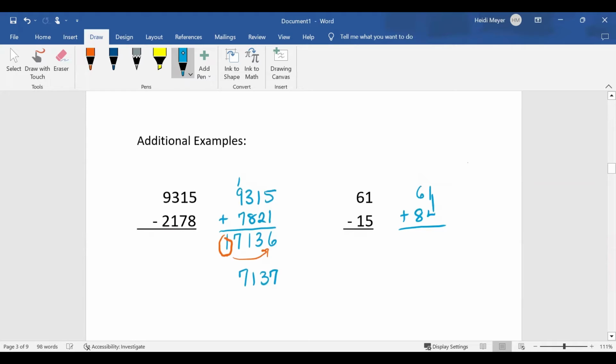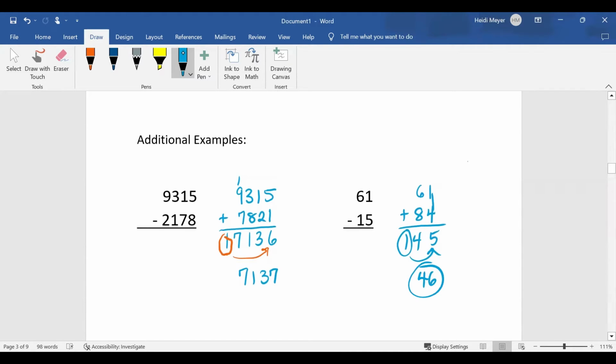Add, oops, that just wants to slide away there. 1 plus 4 is 5, 6 plus 8 is 14. Add the 1 to the 5 at the back, and we get 46. So the answer to 61 minus 15 is 46.